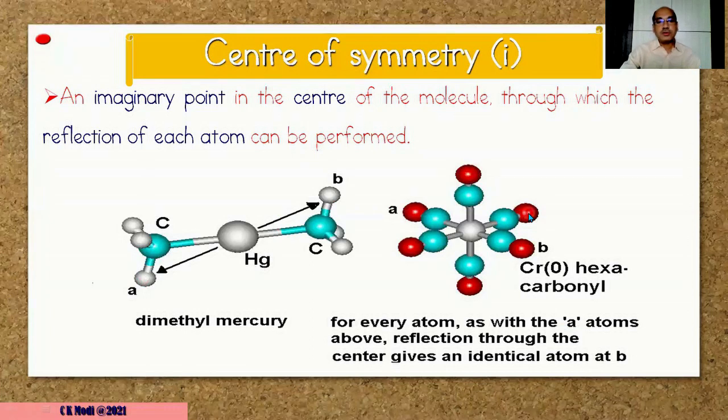So these are the molecules where the center of symmetry I is present. I is nothing but an imaginary point which is situated within the molecule at the center, and through which the reflection of each atom can be performed. Its reflection will be found here, its reflection will be found here. So if I start my journey from this point through the center, on the other side of the center at the same distance, if I find the same atom, then the molecule has center of symmetry.